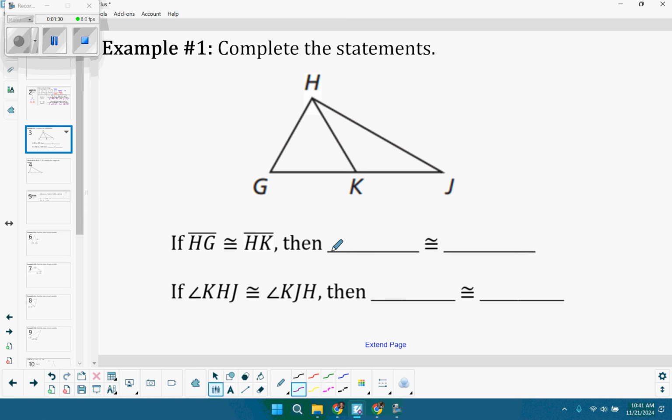So in example 1, if segment HG was congruent to segment HK, then this triangle here would be isosceles. Segment GK would be called the base, and the two angles that touch the base would be the same. So angle HGK would be the same as angle HKG.